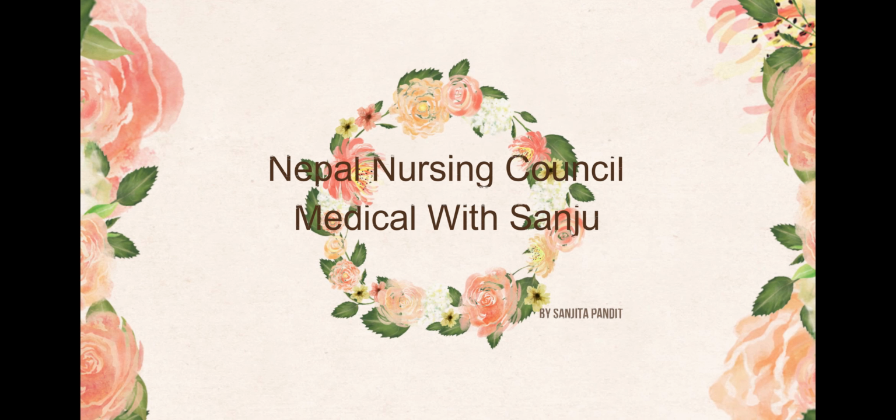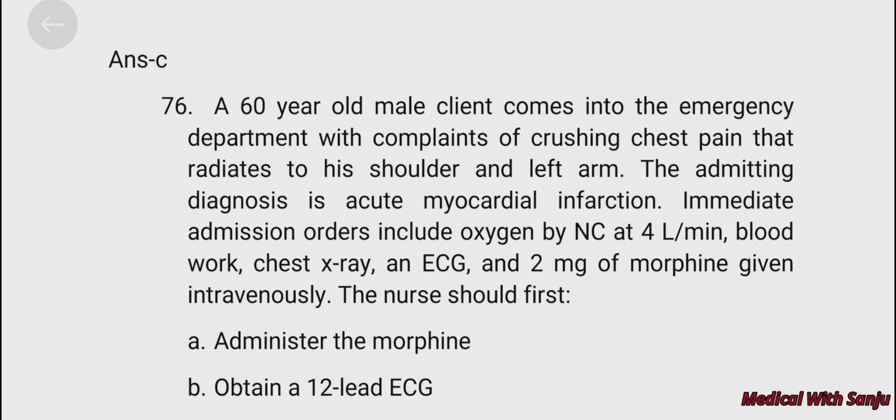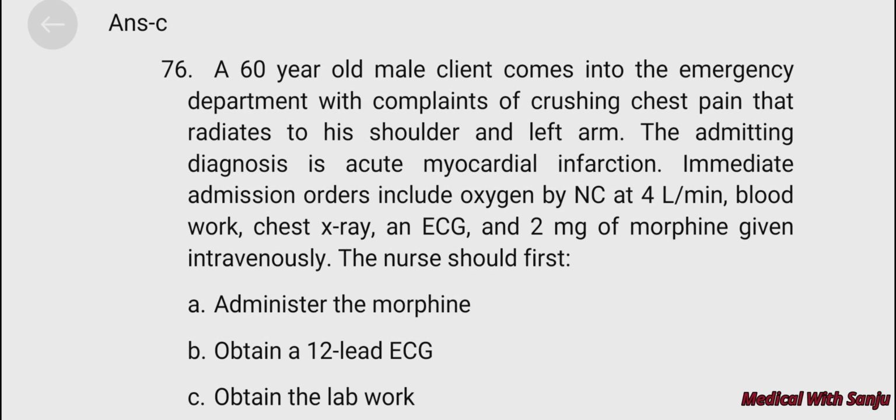Nepal Nursing Council Model Exam Set-19b. Question number 76. A 60-year-old male client comes into the emergency department with complaints of a crushing chest pain that radiates to his shoulder and left arm. The admitting diagnosis is acute myocardial infarction. Immediate admission orders include oxygen by NS at 4 liters per minute, blood work, chest X-ray and ECG, and 2 mg of morphine given intravenously.